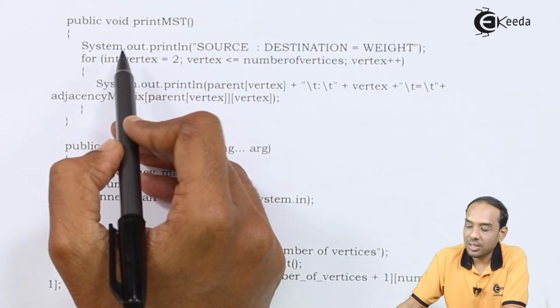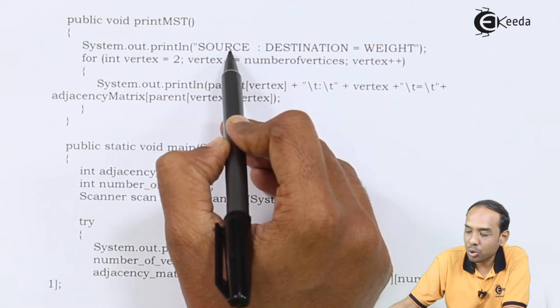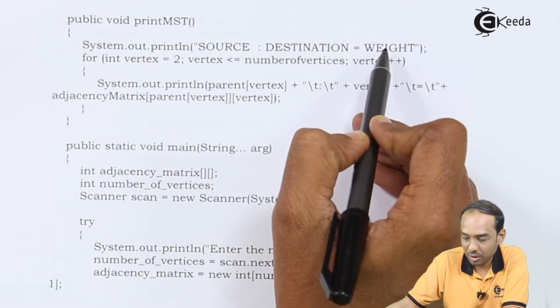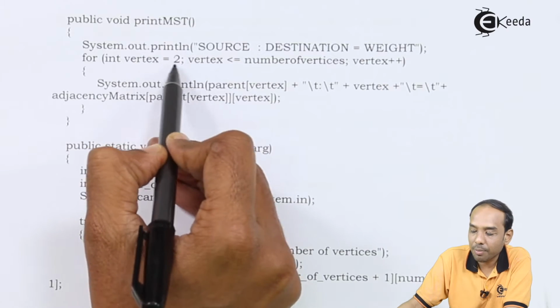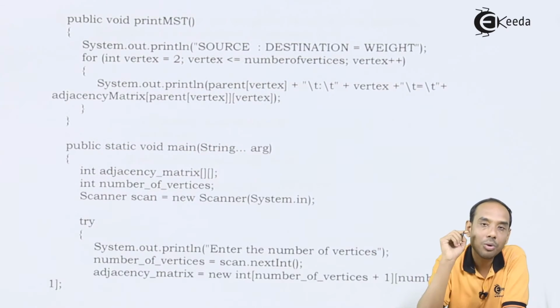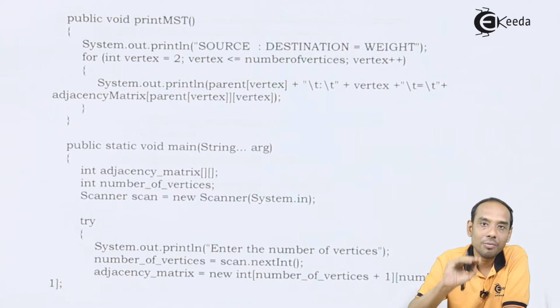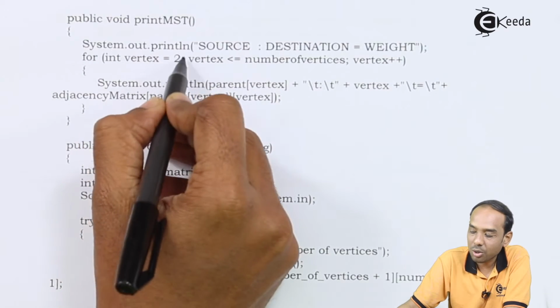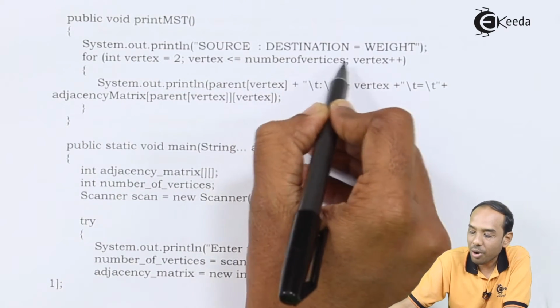We write down System.out.println. We take the source, destination and vertex. For this we are going to start with vertex number 2, with vertex less than or equal to the number of vertices. Now the vertex has to start from 2 because the first vertex is always going to be 1. We start with the second vertex to have the destination. So we have int vertex equal to 2, vertex less than or equal to number of vertices.